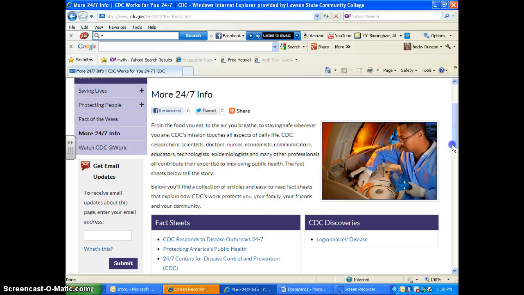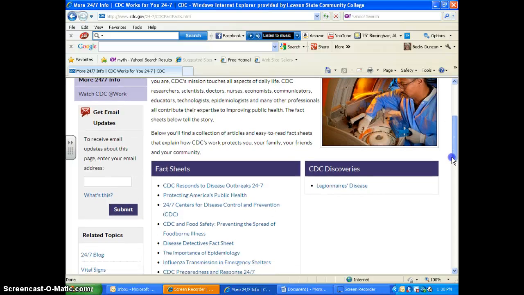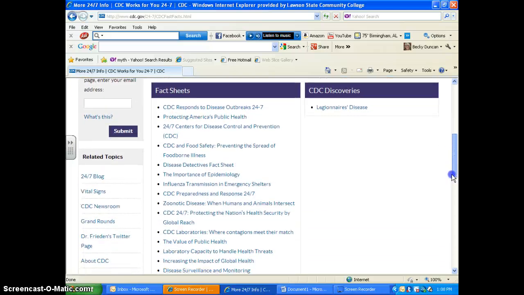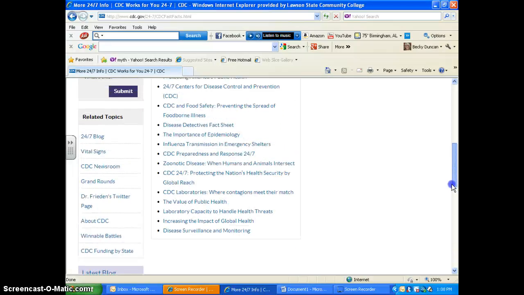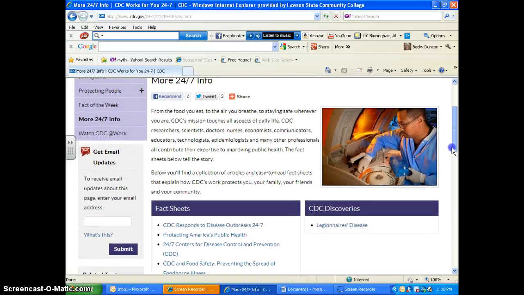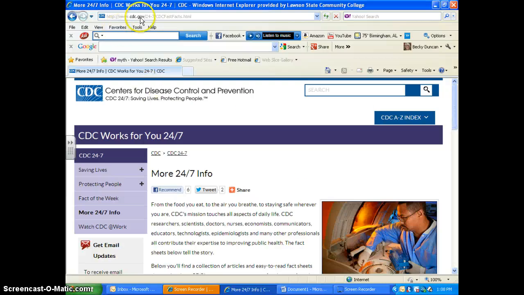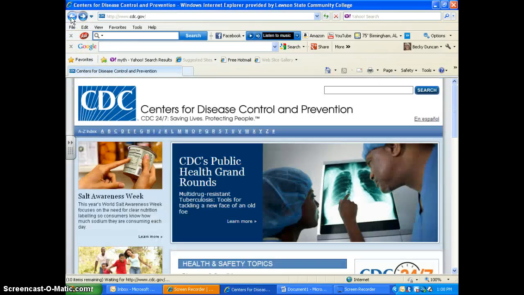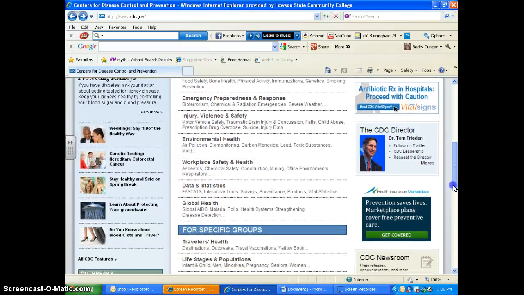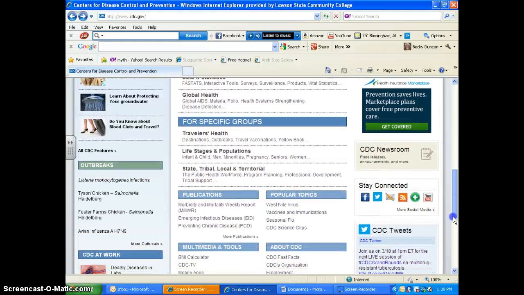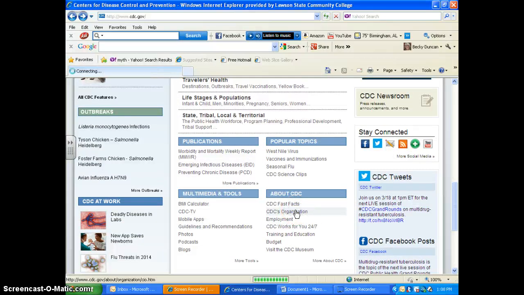Fact sheets here. I really want to know about the organization. So I can see what they do, kind of, and the fact that it is a .gov means it's a government agency of the United States. So with a focus on health and disease and prevention. Let's take a look at that.